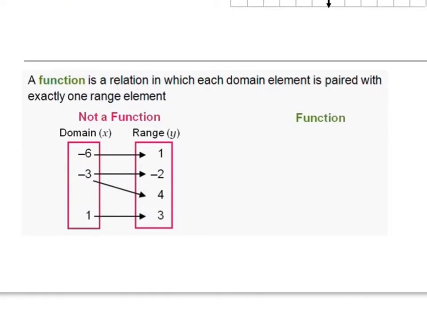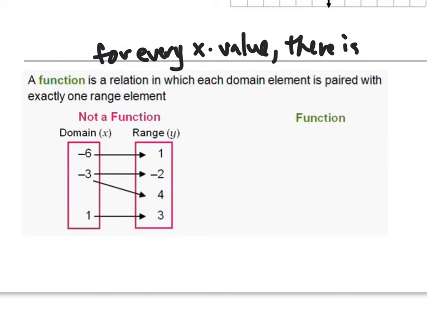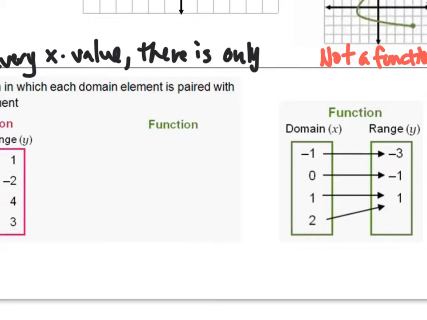Now remember, it says over here, a function is a relation in which every domain element is paired with exactly one range element. Yuck. I have a hard time understanding that. I get it, but that's because I've been doing this for 15 years. But let's put this into terms we understand. A function is where for every x value, there is only one y value. Only one y value.